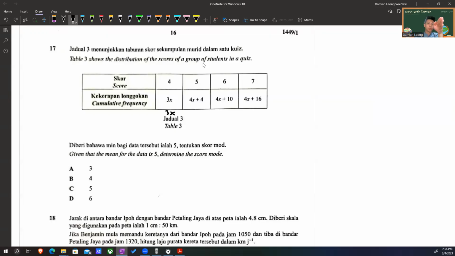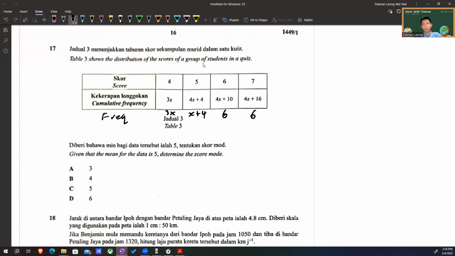To find the frequency back from the cumulative frequency, we subtract the cumulative frequency for the score before. So 4x plus 10 minus 4x plus 4, this minus this, which is 6. 4x plus 16 minus 4x plus 10 is 6. So the frequency here is 6 and 6.